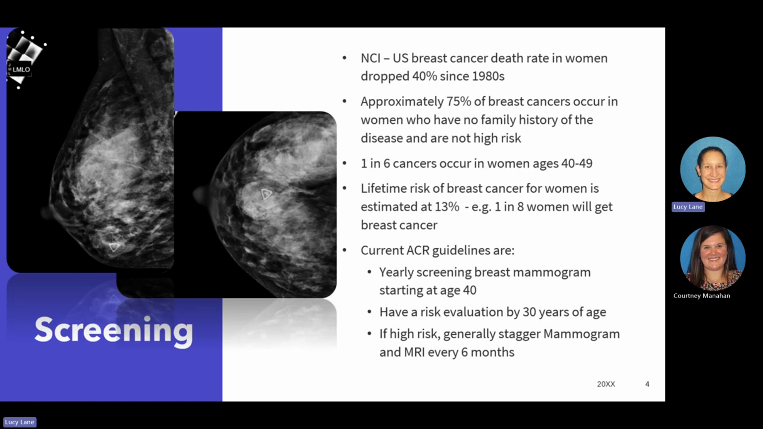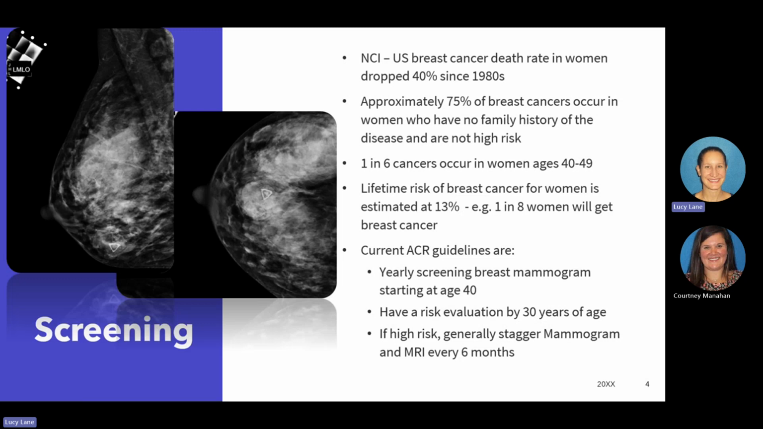The National Cancer Institute shows that the US breast cancer death rate in women has dropped 40% since the 1980s, which is when breast cancer screening became more widespread. Approximately 75% of breast cancers occur in women who do not have any family history or high risk. And so this is why we have a screening program. One in six cancers occur in women ages 40 to 49, and the lifetime risk of breast cancer for women is estimated at 13%, which is approximately one in eight women will get breast cancer.